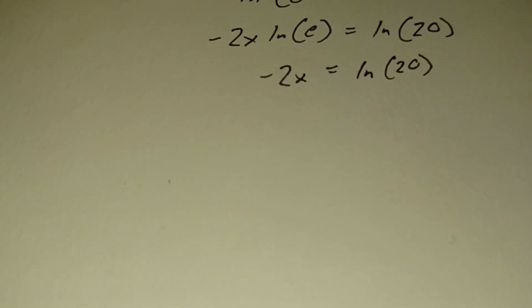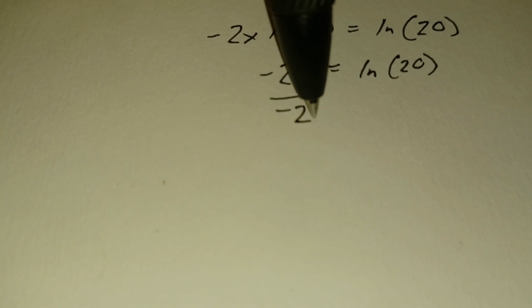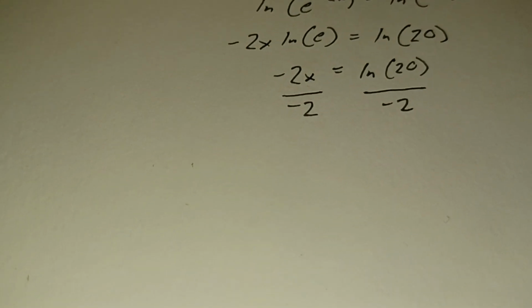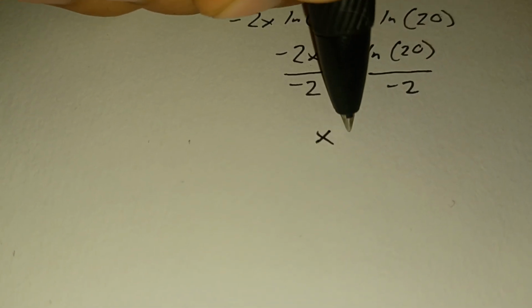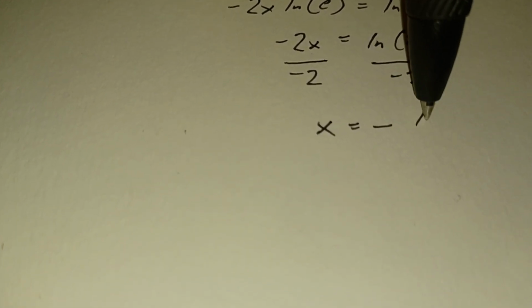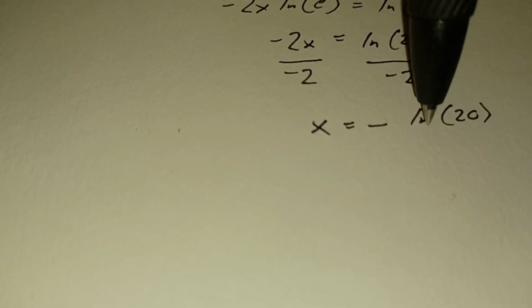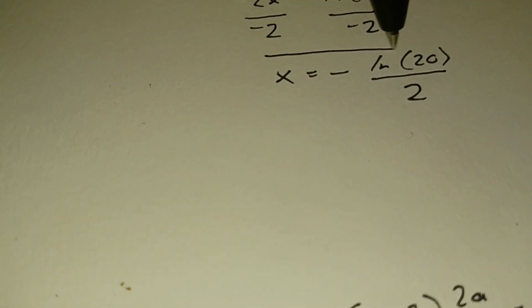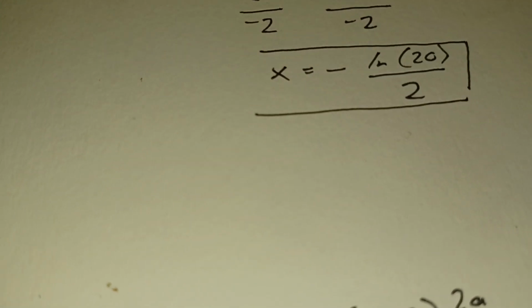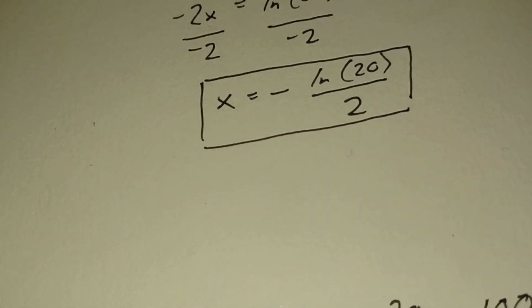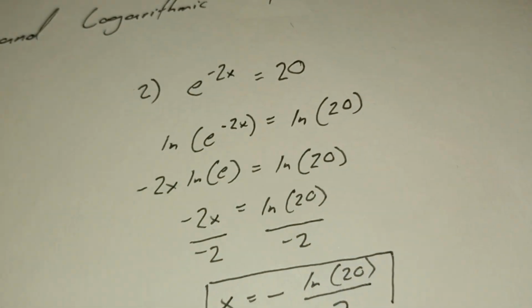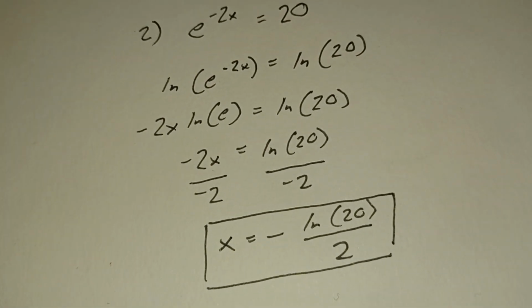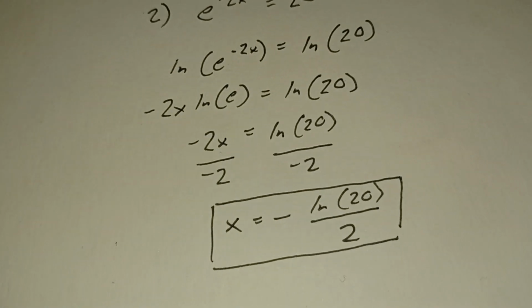Then we divide by negative 2 because we want x by itself, and we rewrite this whole expression as x equals negative ln of 20 divided by 2. That's going to be your answer. Again, you can use a calculator to approximate and to check your answer, but since we want an exact solution, we have it right here.